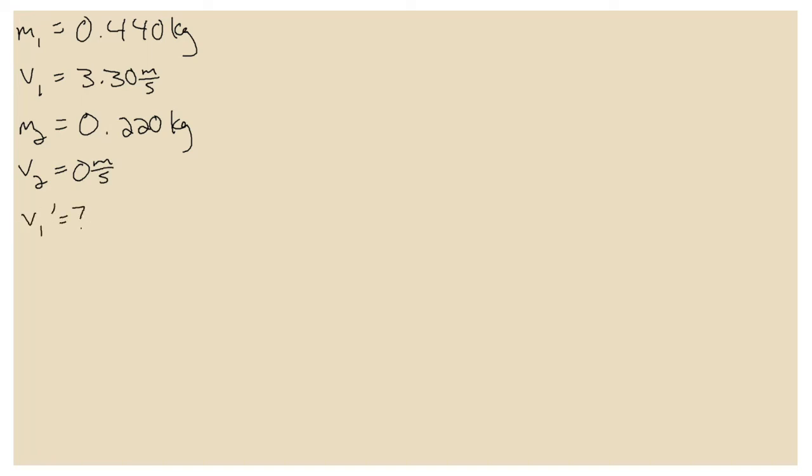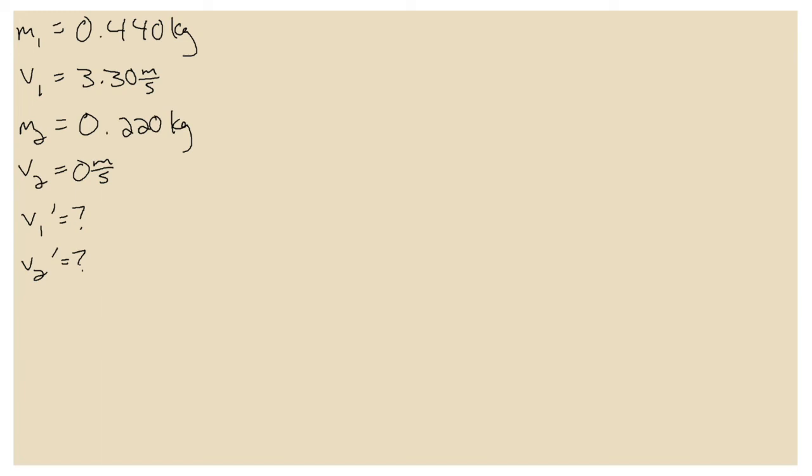They tell us here that its initial velocity is 3.30 meters per second. They tell us here the other object now, it collides head-on with an object with a mass of 0.220 kilograms, and that object is initially at rest. So it has a velocity of 0 meters per second. And we're asked to solve for the final velocity of both balls. So that would be v1 prime and v2 prime. And that's it. We're ready to go.